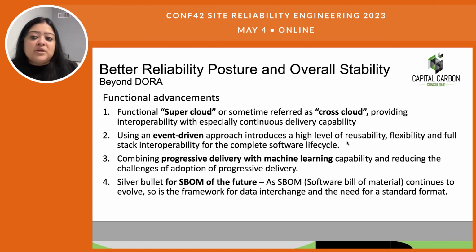The third functional advancement I would emphasize is progressive delivery with machine learning capability and reducing the challenge of adoption of progressive delivery. The fourth bullet item, and that's what I call the silver bullet, is SBOM for the future. As SBOM, software bill of material, continues to evolve, so does the framework for data exchange and the need for a standard format. So these are the functional advancements which you can correlate to your measurement of success in getting to that optimal operating model.